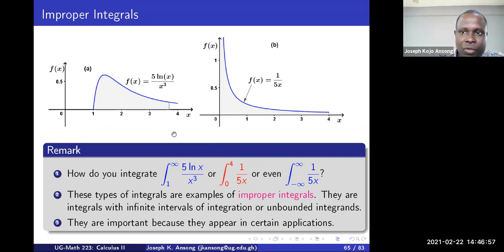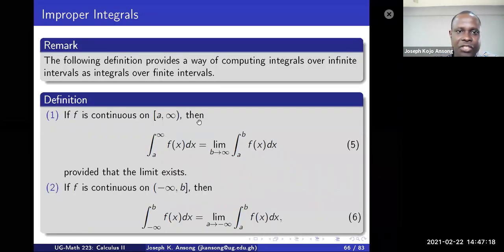So we'll first take a look at the first set of improper integrals, things that look like this. Once we are done with that, we'll come to the case where you have unbounded integrands like these. Okay, so here is a definition.